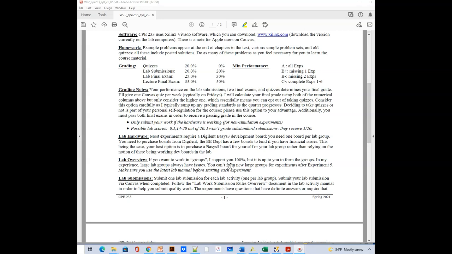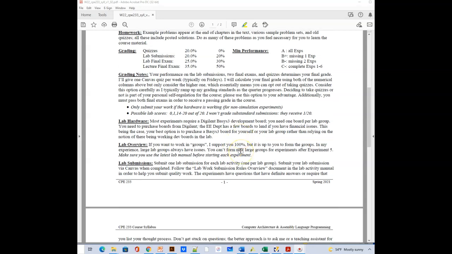If you need to get a board from the EE department, supposedly they have those boards. I don't really know why the EE department is still in charge of that. That's just still a mystery to me.